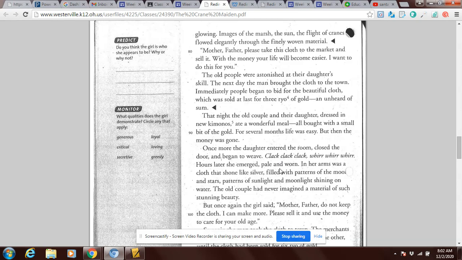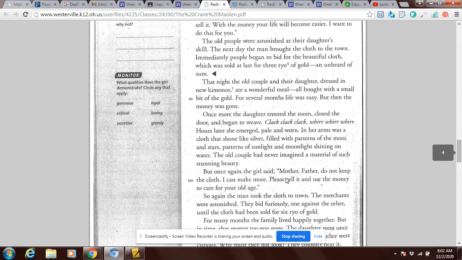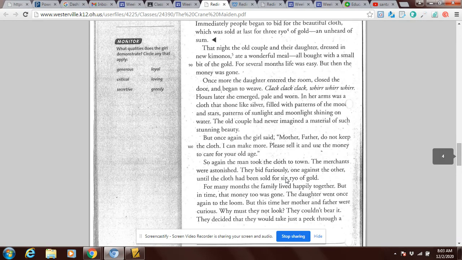pale and worn. In her arms was a cloth that shone like silver, filled with patterns of the moon and stars, patterns of sunlight and moonlight shining on water. The old couple had never imagined a material of such stunning beauty, but once again the girl said, "Mother, father, do not keep the cloth. I can make more. Please sell it and use the money to care for your old age."